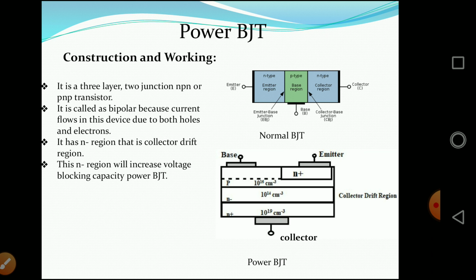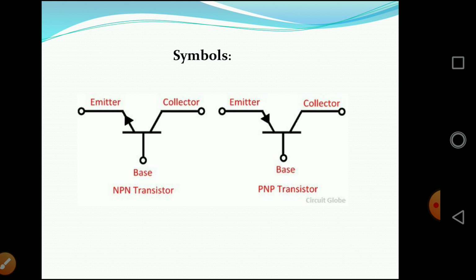Therefore the normal BJTs are used for low power handling applications, and power BJTs, as per the name, are used for high power handling applications. As the power is high, these BJTs have a capacity to handle large current, and also they have large capacity to block the reverse voltage during reverse biasing, and that blocking is done by the presence of the collector drift region.